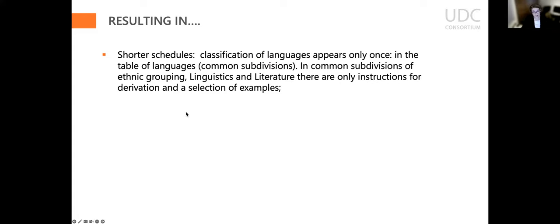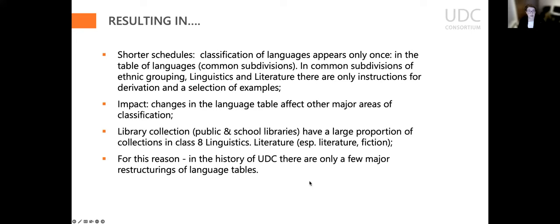And it just has a couple of examples to show you how you can express philology of a language or fiction literature in a certain language. And so the impact of this is that every little change in this table of languages has a major impact on other areas of classification. But most importantly, these areas of classification, such as linguistics and literature, are very frequently used in libraries.